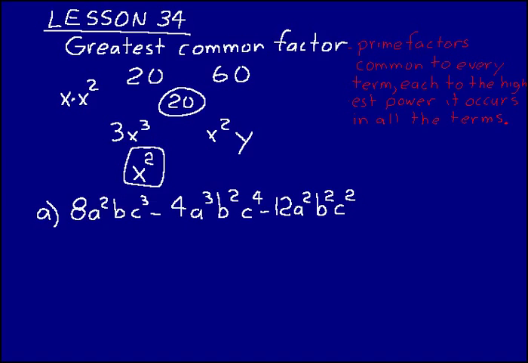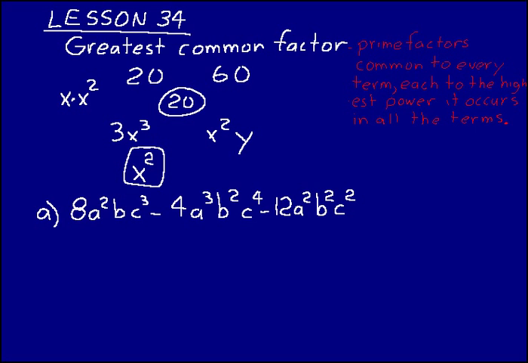Let's do a practice problem. We have 3 terms there in that problem, and we want to find the greatest common factor between those terms. Now when we have an expression like this, we don't worry about the minus signs when we're trying to figure out the greatest common factor. We just look at the numbers, the absolute value of them, and we ignore the minus signs in between.